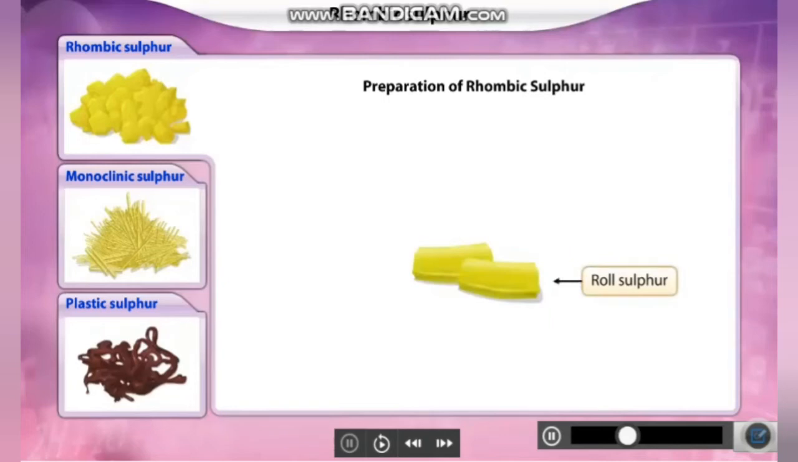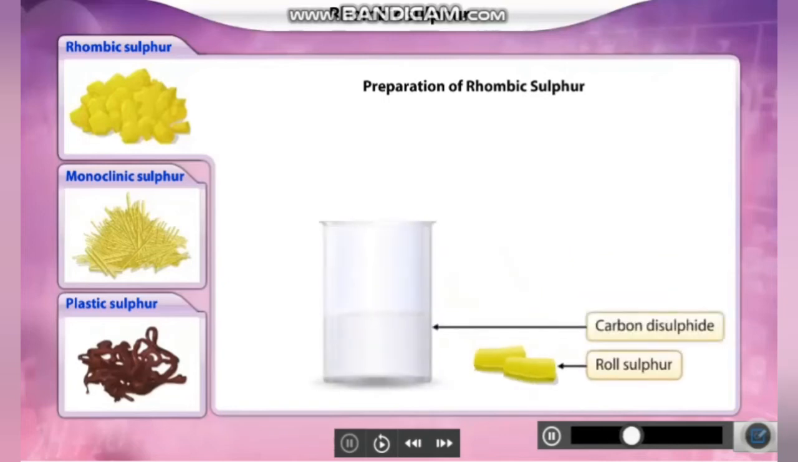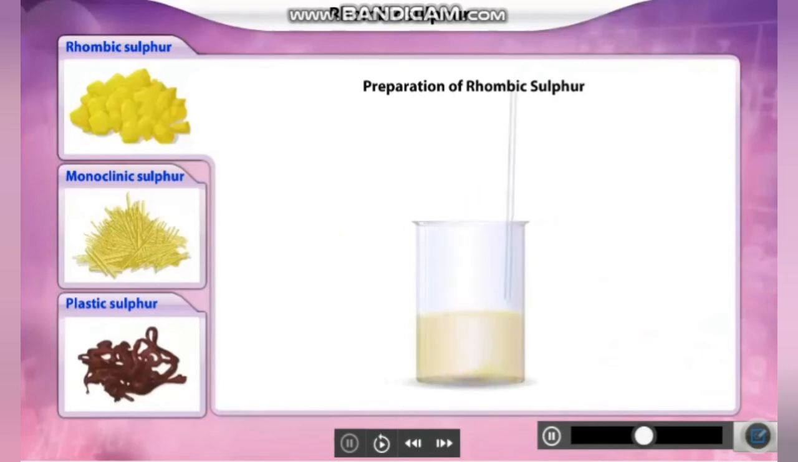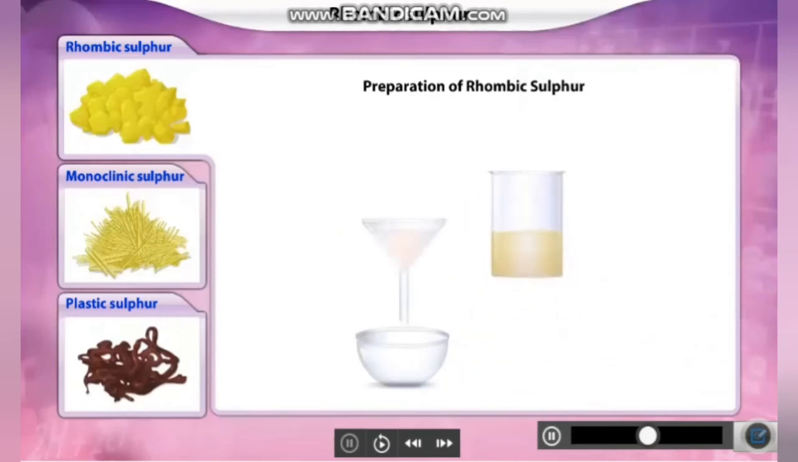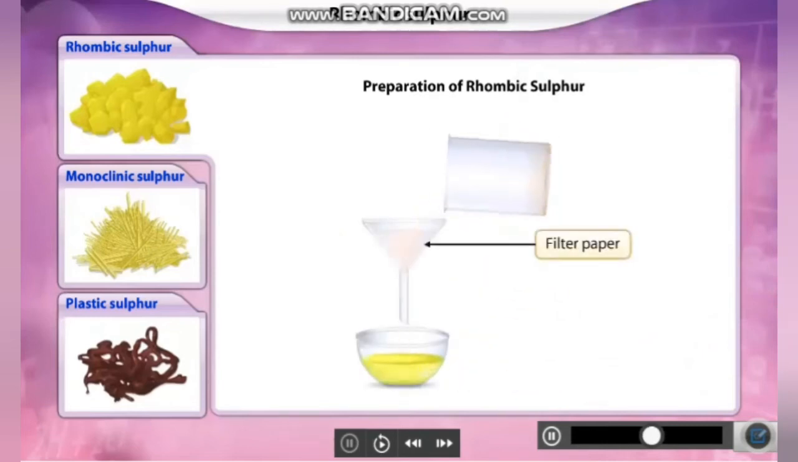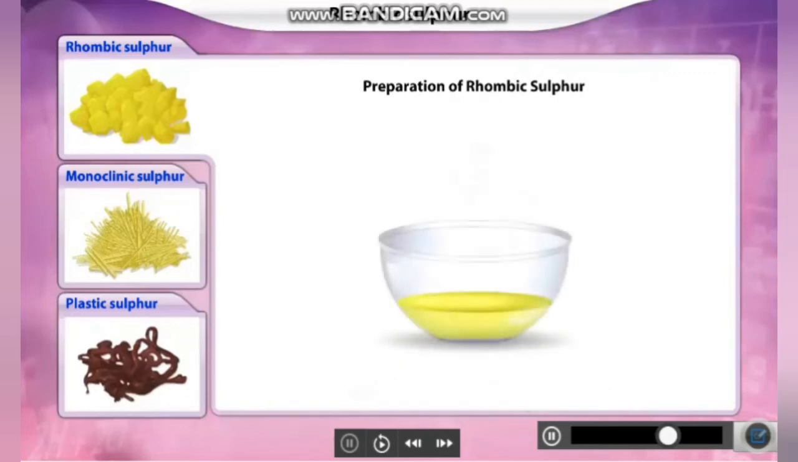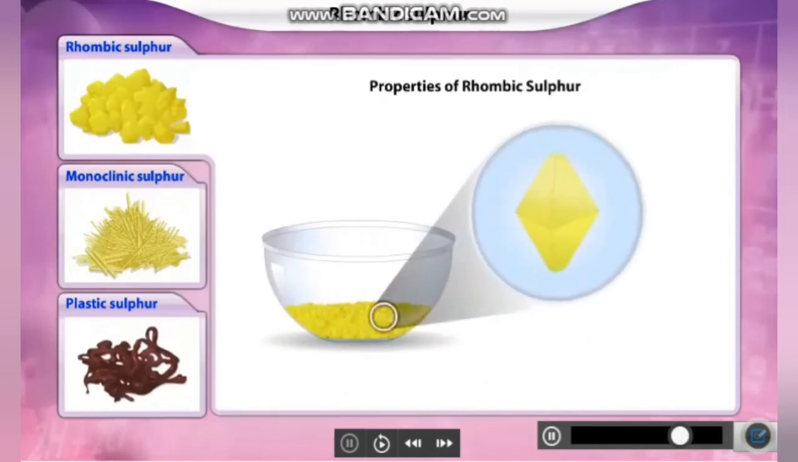A solution of rolled sulfur and carbon disulfide is prepared. The solution is filtered through a filter paper. The filtrate obtained is then evaporated. On cooling, pale yellow transparent octahedral crystals of rhombic sulfur are obtained.